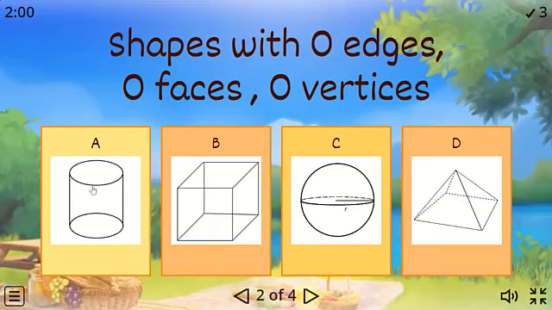Cylinder has 2 circular faces. So I don't want to choose it. Cube has 6 faces, 8 vertices, and 12 edges, so I don't want to choose it. Sphere has 0 edges, 0 faces, and 0 vertices, so I'll choose it.